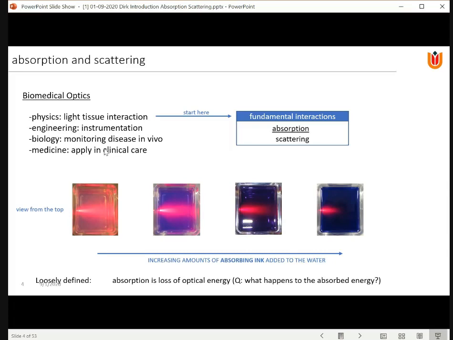Coming back to these slides, to these photographs, you can see that if I add more absorber to the water, then the spread of the light seems to be more confined. Less light is coming towards your eye, and the whole sample by itself appears rather blackish. So, very loosely defined, absorption is simply a loss of optical energy. Then a very relevant question, of course, is, what happens to that absorbed energy? And we'll see that in a moment.